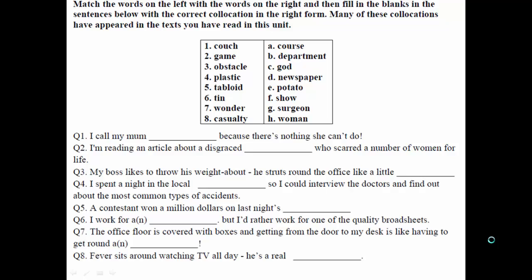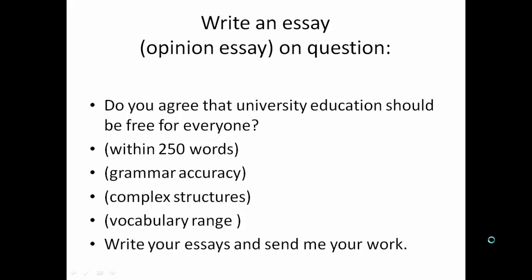All 4 exercises are given and the last task is writing. Write an essay. It is creative writing and mostly concentrated on the opinion essay. As we know, there are a number of types of essays like discursive essay, argument essay, and so on. But here you need to write an opinion essay on the question: do you agree that university education should be free for everyone?